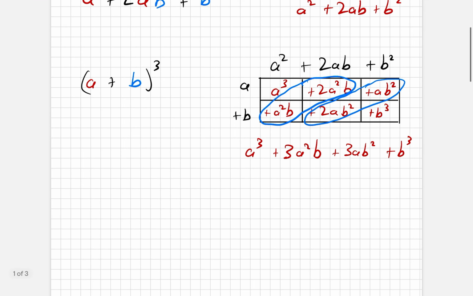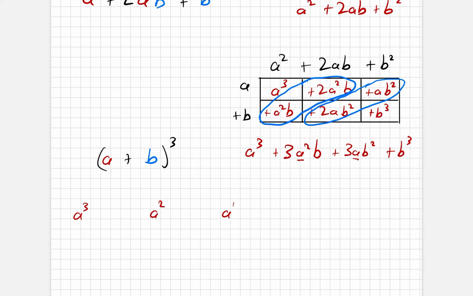So let's look a little bit closer at what's happening here. So to start with, I've got an a to the power of 3. And you'll notice in the next term, I have an a squared. And the next term, I have an a, or an a to the power of 1. And the last term, there's no a. Then if we look at the b's, the first term has no b. The second term has a b to the power of 1. The third term has a b to the power of 2. The fourth term has a b to the power of 3. And then I have these numbers here. So there's a 3 in front of this term and a 3 in front of this term.